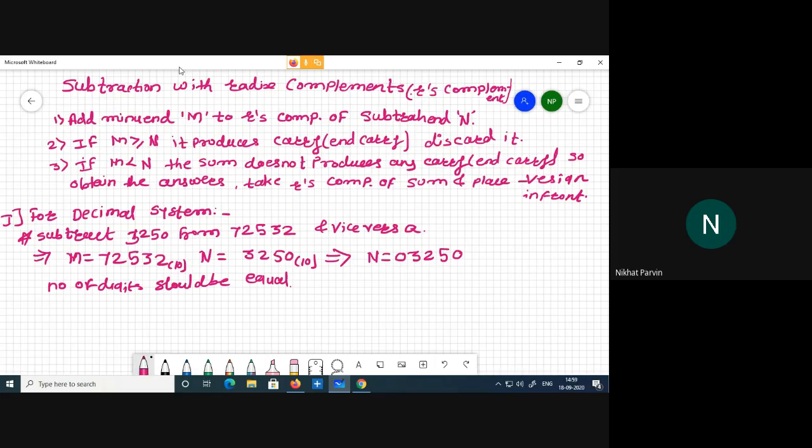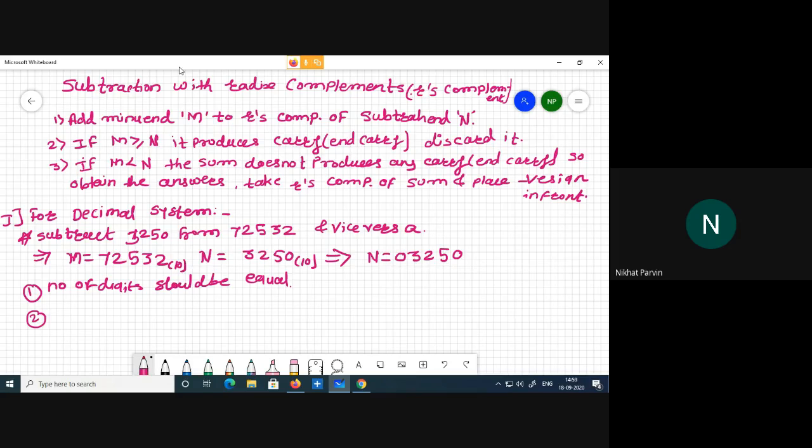Now the subtrahend is 5 digits, the minuend is 5 digits. That means they are equal in number of digits. So the very first step, you should make your minuend and subtrahend equal, not number-wise, but in the digits in the number. In the second step, we need to add these two. Before adding, we have to take the r's complement of the subtrahend n. That means now n is 03250.